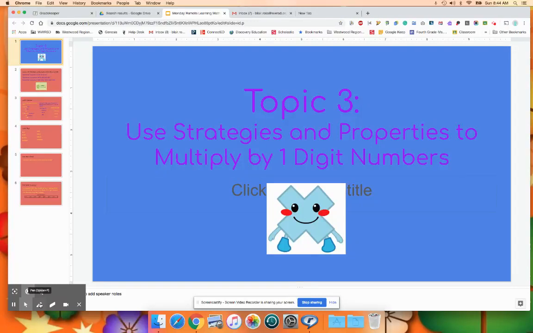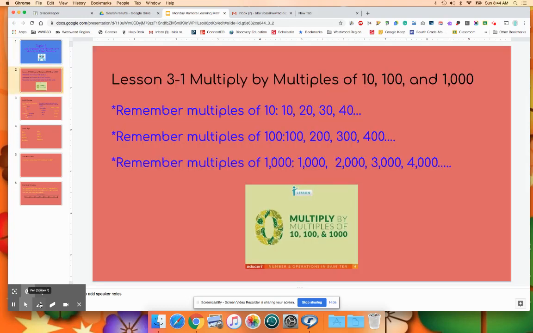It's Miss Ross. We're going to continue to review the topics that we've covered this year in fourth grade. We're moving on to topic 3, which is using strategies and properties to multiply by one-digit numbers. So the first lesson is lesson 3.1, which is multiply by multiples of 10, 100, and 1,000. And here you're really going to rely on your facts that we all know that you guys have worked really hard to know. Just a reminder, when you're thinking of multiples of 10, remember multiples are like skip counting.